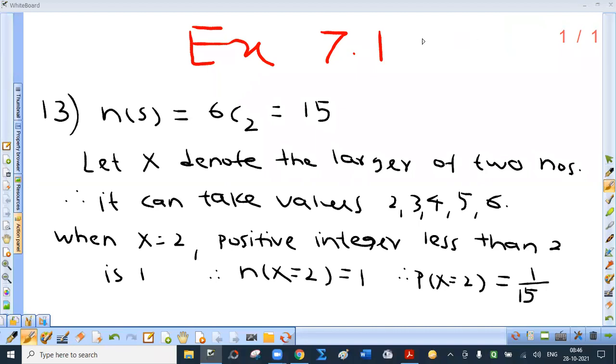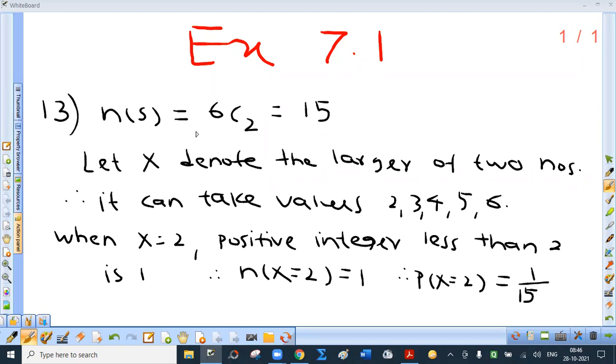Two numbers are chosen from the first 6 positive integers. So what will be n(S)? It will be 6C2, that is 15. Let X denote the larger of the two numbers. Now, the first 6 positive integers are 1, 2, 3, 4, 5, 6.